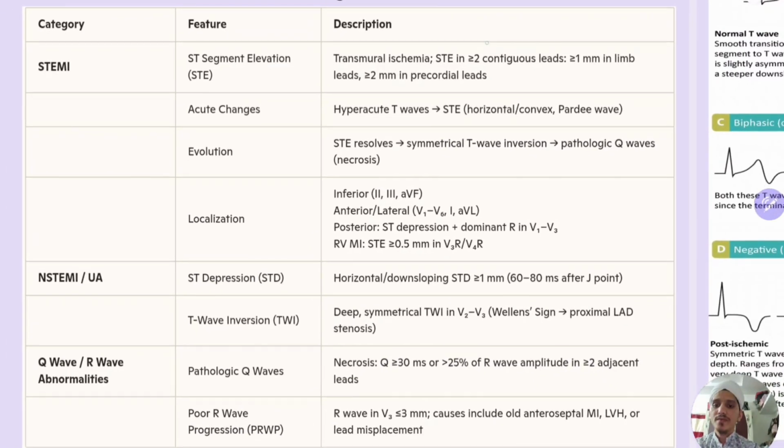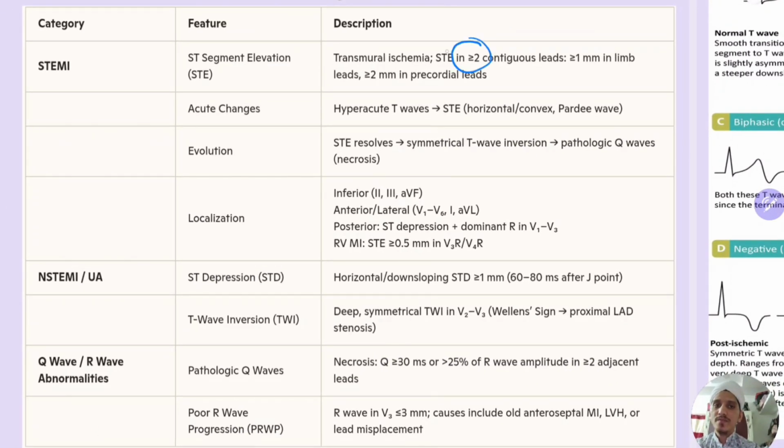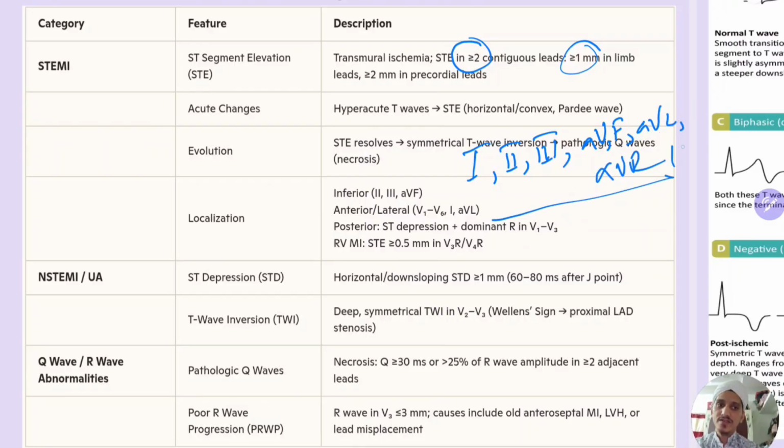So at least 2 mm, sorry, at least 1 mm in limb leads. Limb leads are nothing but 1, 2, 3, aVF, aVL, and aVR. 1 mm at least means 1 small square. And 2 mm in V1 to V6 leads. These are the precordial leads.